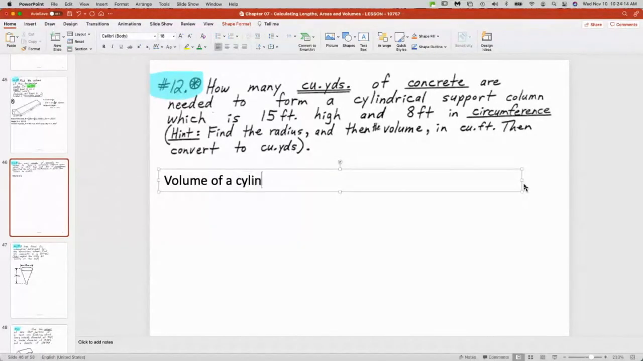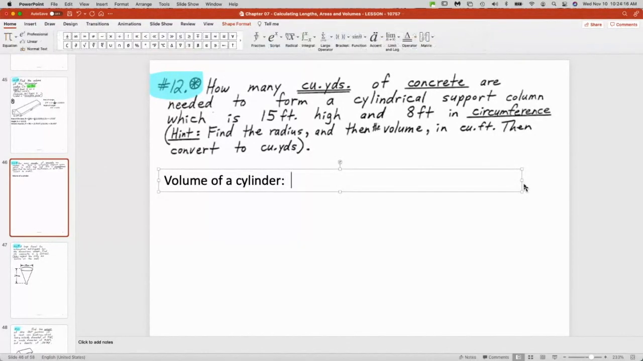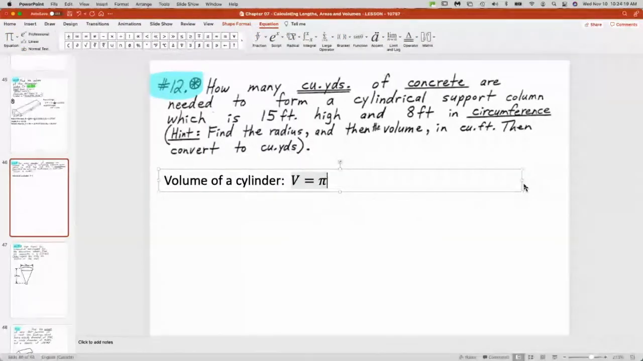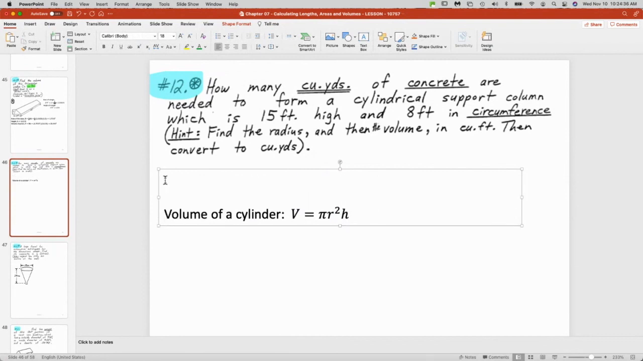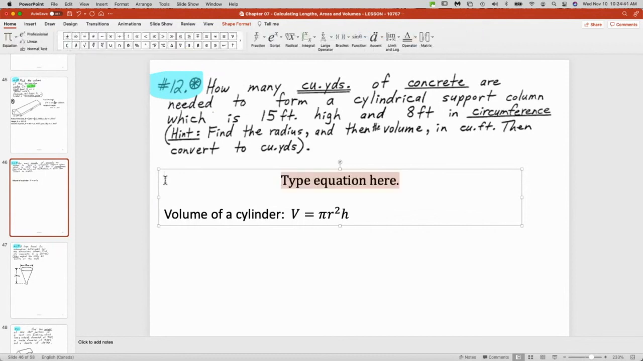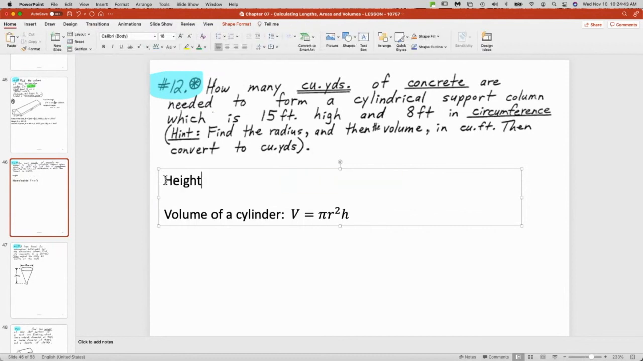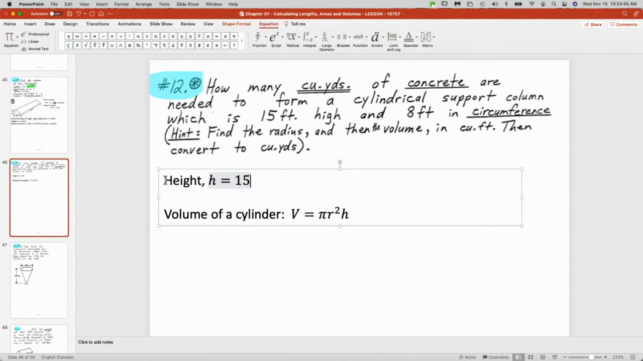Volume of a cylinder. Again, you should have these formulas handy as you prepare for your test, but the volume is pi r squared h. Maybe I'll write that with lowercase. Looks a little bit nicer. Like that. Let's see what information we are told. So we're told the following. The height is given, the height is 15 feet.